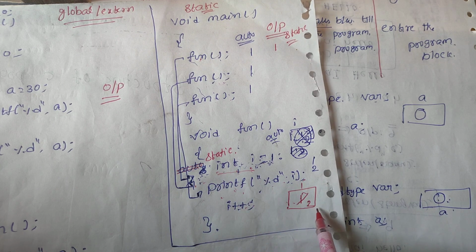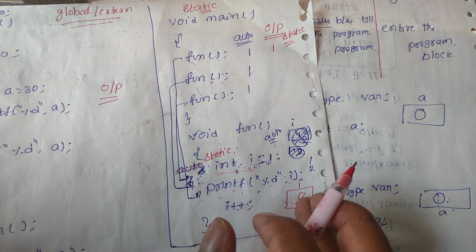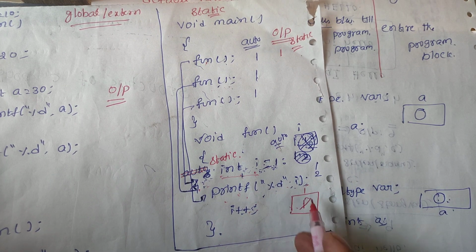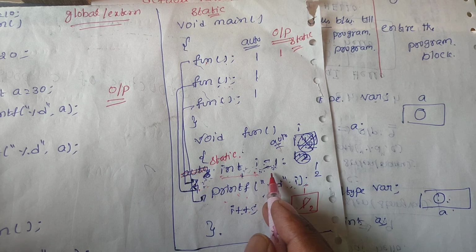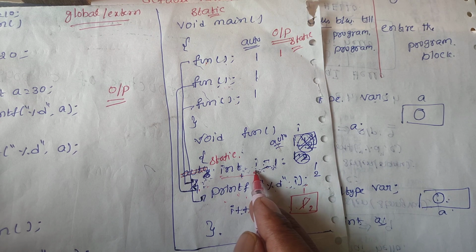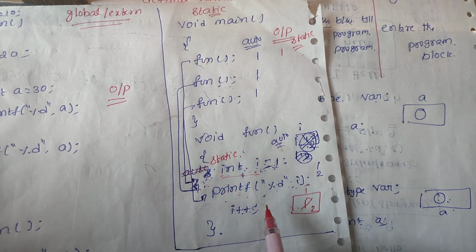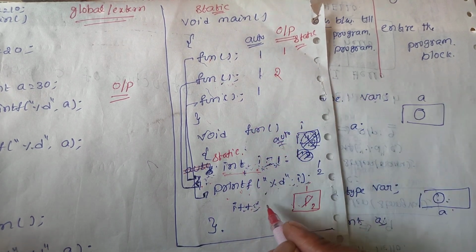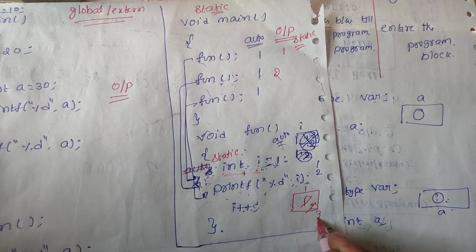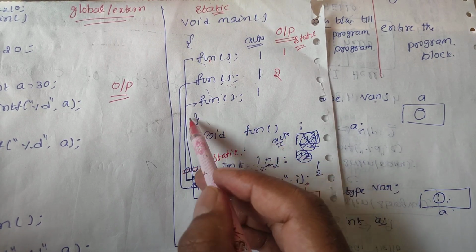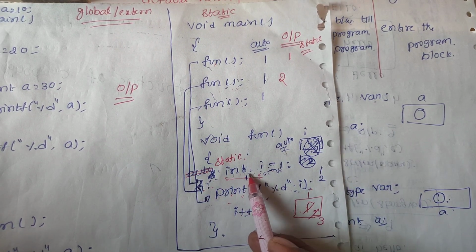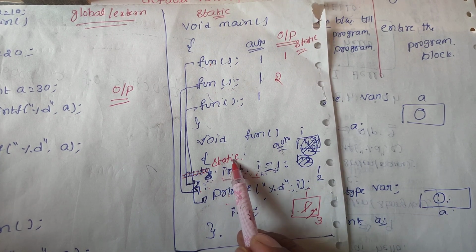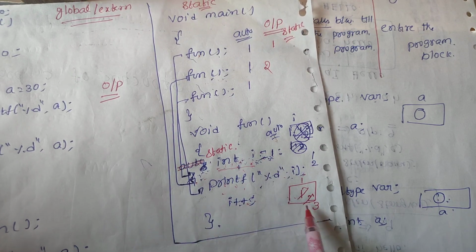What is the i value? It is 2. Automatically the 2 will be retained. So once again printf %d prints 2, because this statement is not executed again. It is executed only once. So the i value is 2. Then after that, 2 becomes 3 with i plus plus. Once again this function will be called, and the initialization is not executed, because it is a static storage class. That means i becomes 3.